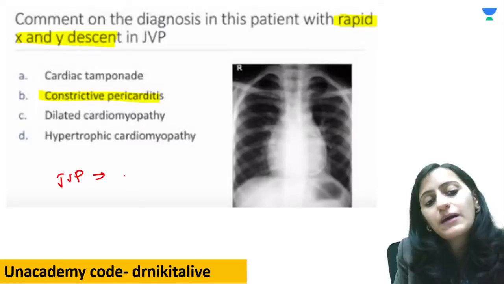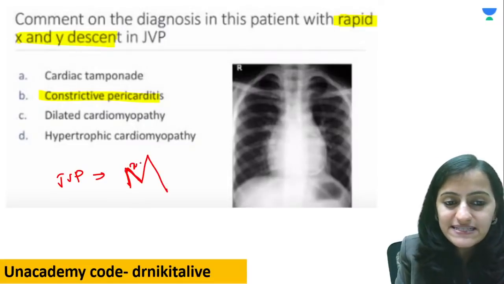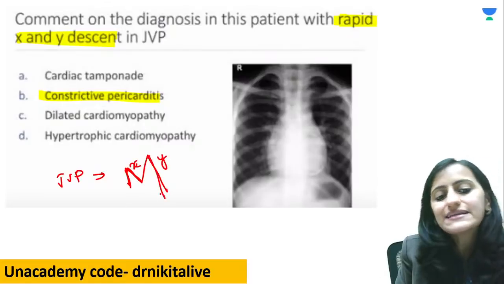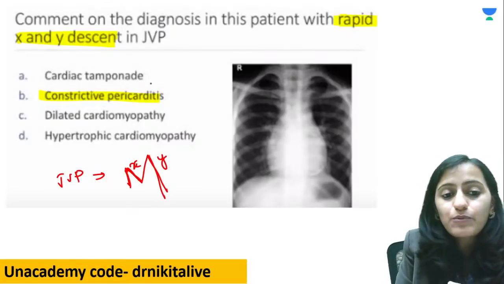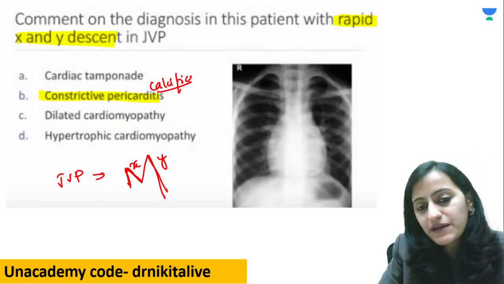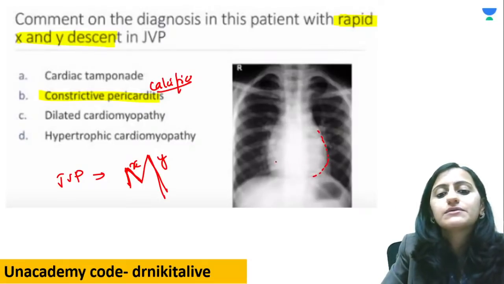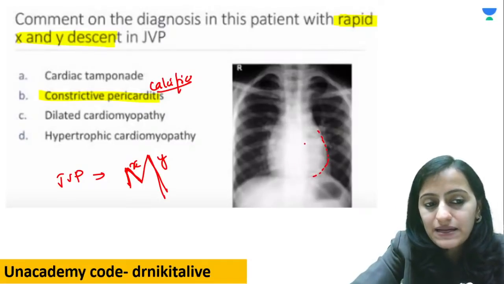It is M pattern. That means the X descent is also prominent. The Y descent is also prominent. And what do we see in constrictive pericarditis? It is calcific constrictive pericarditis. So there's calcification along the pericardium.